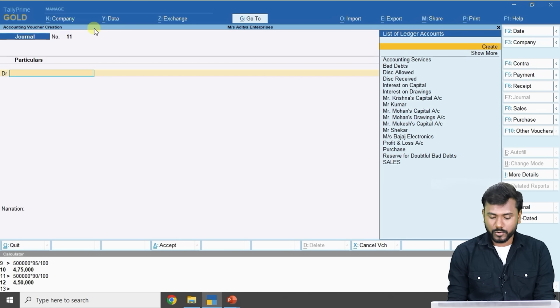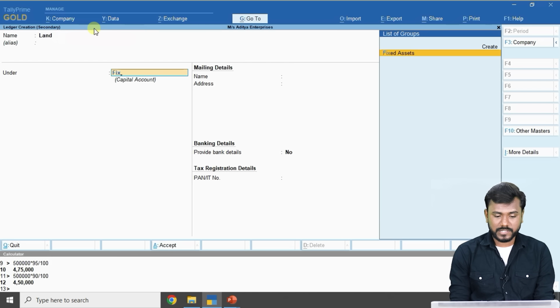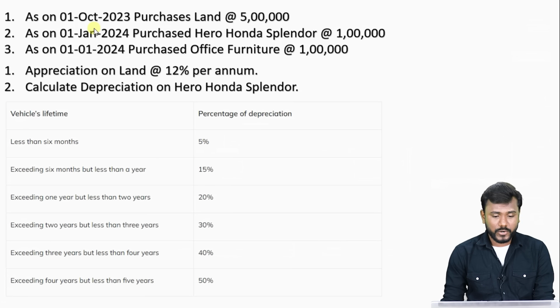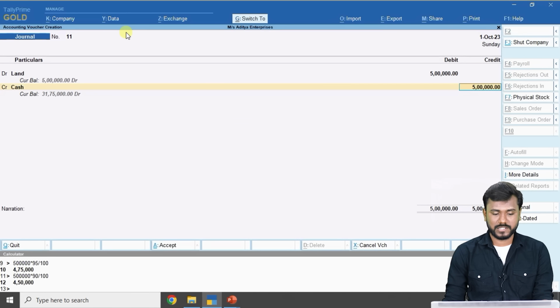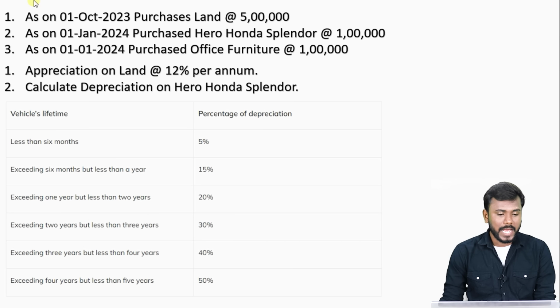What is coming in? Go to create land. Land is a fixed asset. Land value, how much? 5 lakhs. 5 lakhs land is coming in, cash going out. Debit what comes in, credit what goes out. Land is a real account, it's an asset. Cash is also a current asset, it is going out. One asset coming in, one asset going out. So debit what comes in, credit what goes out. Land purchased in October at the rate of 5 lakhs. Control A to save.